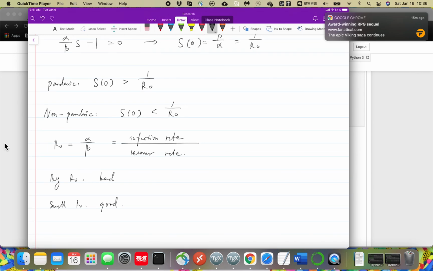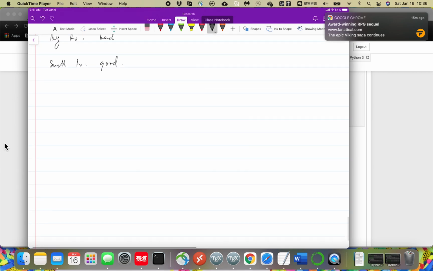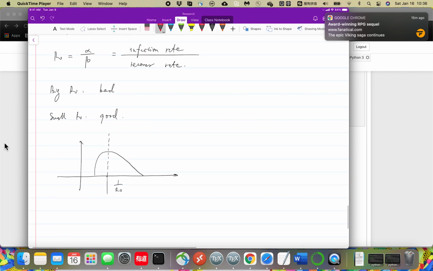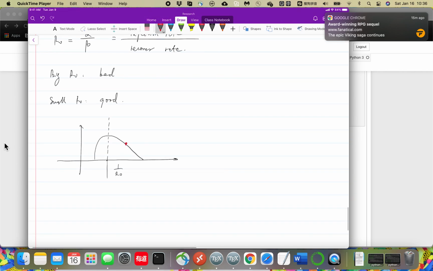In fact, only 2 numbers, because we only care about the ratio between alpha and beta, and that will determine do we have a pandemic or not. Judging by the graph, this is also easy to see. We just know this is where the pandemic happened, which is 1 over R naught. So if S0 is bigger than 1 over R naught, remember S is actually the horizontal axis.